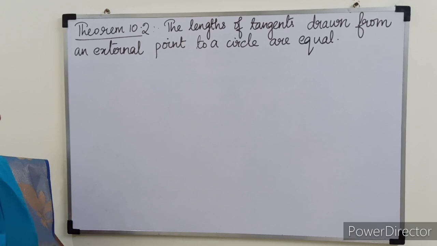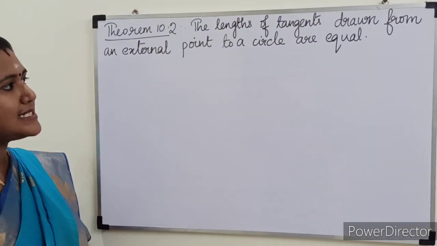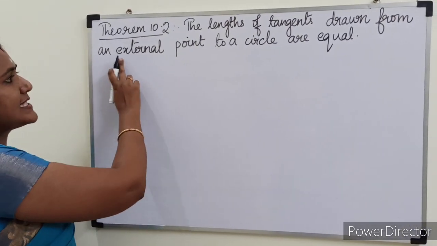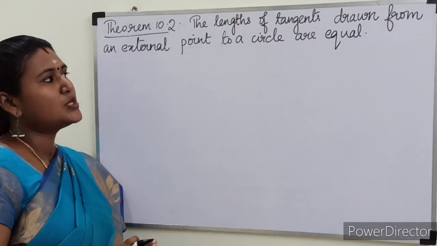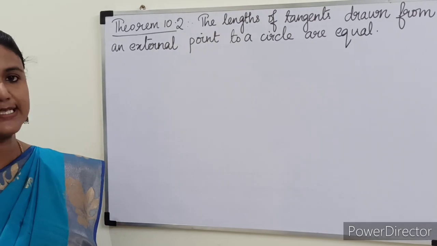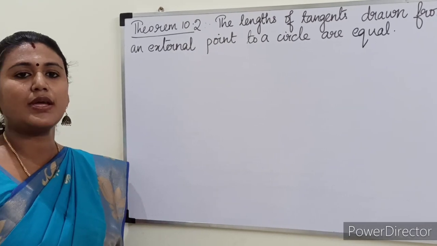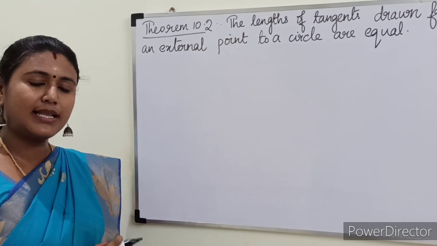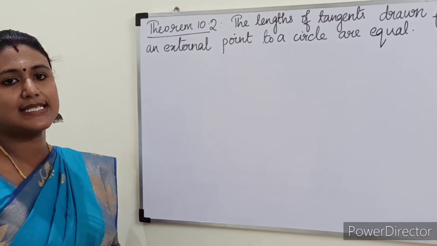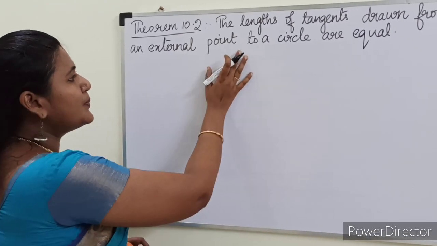Theorem 10.2. The lengths of tangents drawn from an external point to a circle are equal. I have already explained that from an external point to a circle we can draw two tangents. So the lengths of these two tangents are equal, and we are going to prove this.